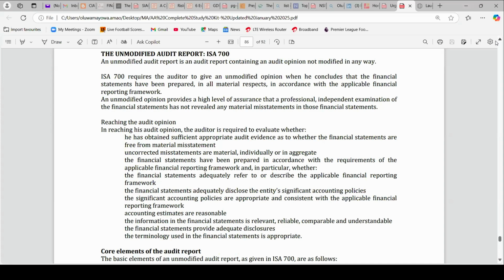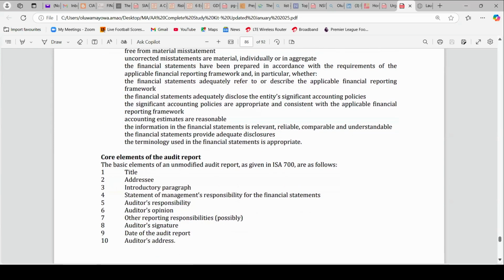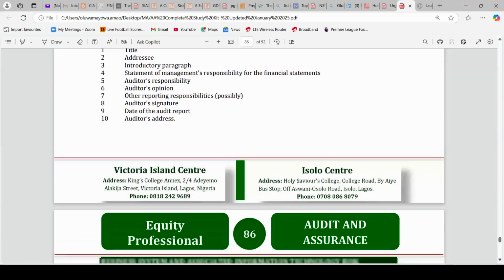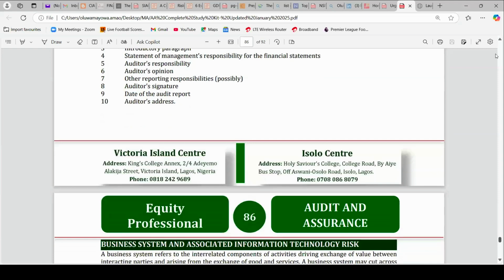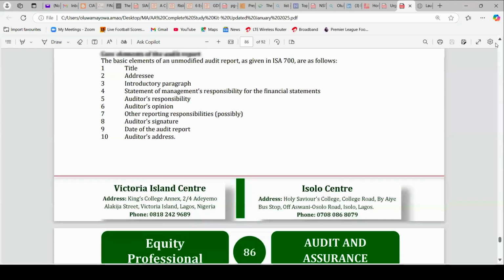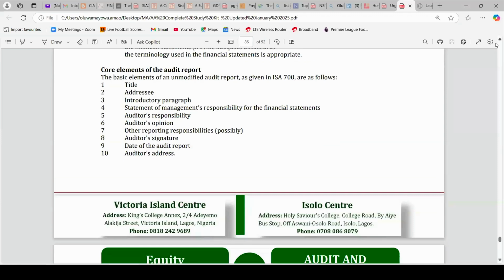So any report that is unmodified, these are the things you will see there. Number 1, title. Number 2, the addressee. When we say title, there will be a title of that report. The title of report speaks to, this is the audit report for so, so, so, and so. So that will be clearly stated in the audit report. Then there will also be the addressee. The report will be addressed to a particular client. It will be stated in that report.